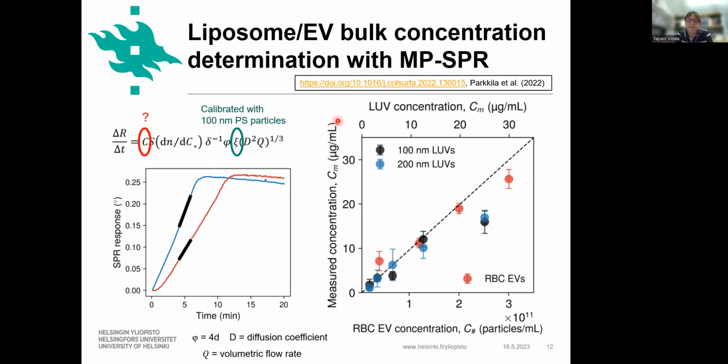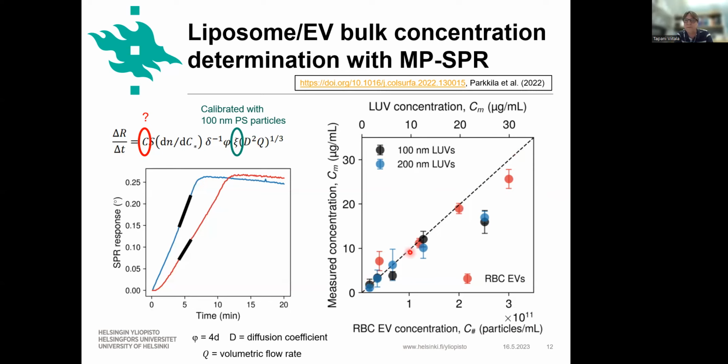You can see the measured concentration with SPR, and this is the concentration determined by nanoparticle tracking analysis for red blood cell EVs. And we can see the red dots, they actually follow very nicely the linear correlation here.